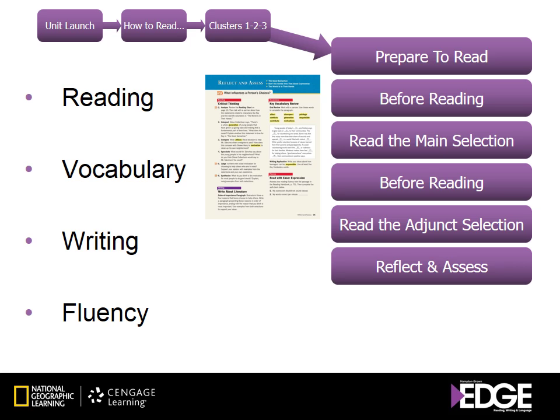Every cluster ends with a reflect and assess lesson. In this lesson, students compare across texts with the main and adjunct selection they read in this cluster and relate them to the essential question. They also review vocabulary, develop reading fluency with one of the selections, and write in response to literature.